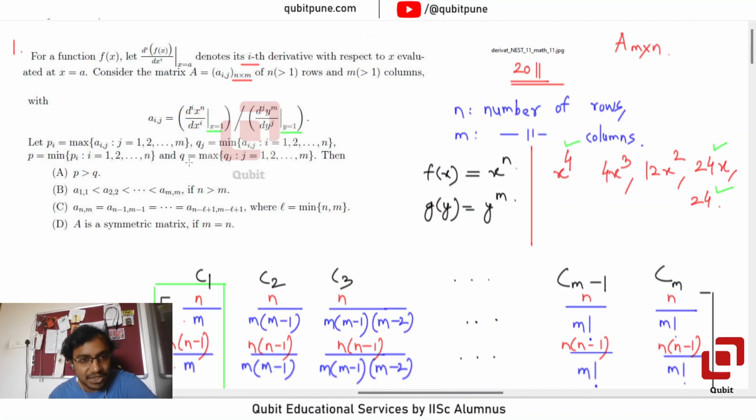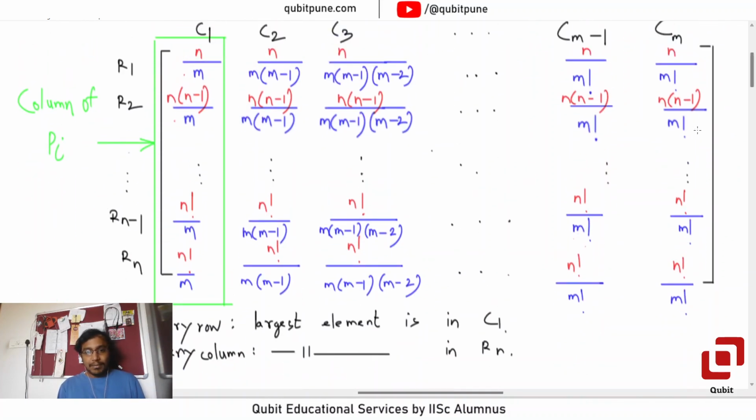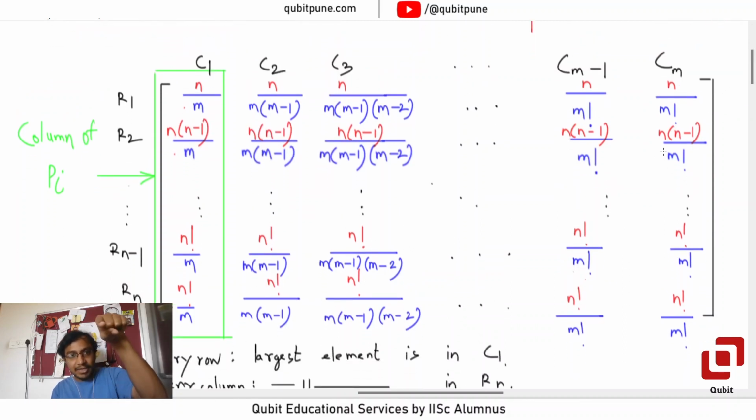Now let's go to Qj's. Qj's are the minimum values of Aij where i goes from 1 to n. So now we are into columns, and we want the minimum values. Clearly the row number is different. We need to consider every column and pick the least one. In every column the largest element is in Rn, so the smallest element will obviously be in the first row.